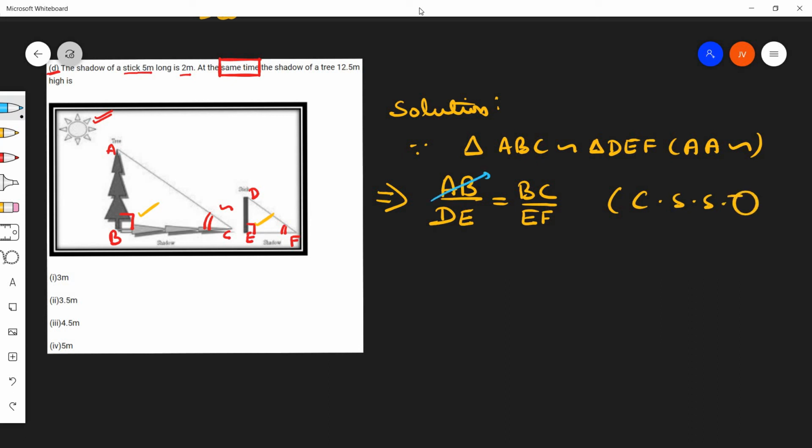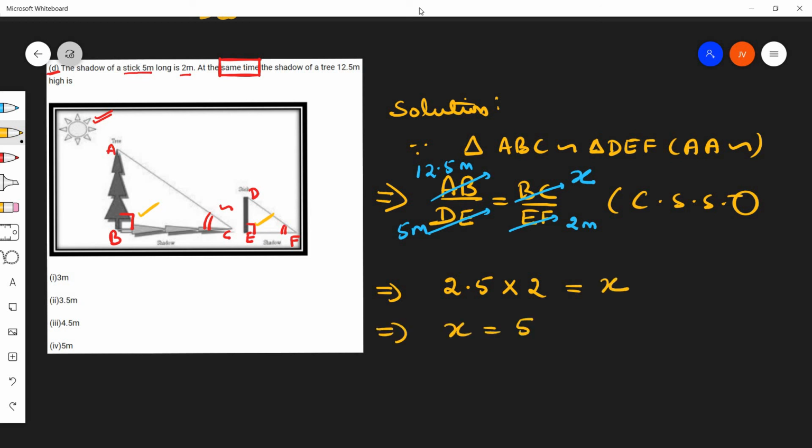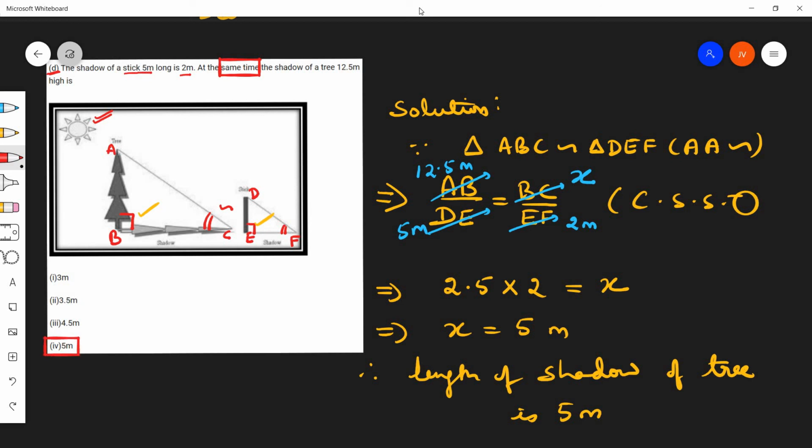Now in the question, AB is the height of the tree, that is mentioned as 12.5 meters. DE is the length of the stick, that is 5 meters, that is also mentioned. Then the shadow of the tree is what we are supposed to find, so let it be X. EF is the shadow of the stick, that is 2 meters. So now let us work this out. On the left side, 12.5 by 5 is 2.5, and on cross multiplication, 2 meters from the denominator on the right side, on transposing, comes to the left side numerator like this, and BC is X. So X is what? X is 5.0 or 5 meters. So the length of the shadow of the tree is 5 meters. And which option is this? This is the last option, the fourth option.